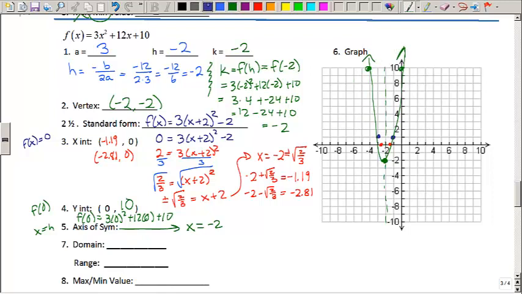My domain is always going to be all reals for quadratic functions. My range, notice I have a low point for my y values. My low point is at -2, infinity. My high point is forever high. Because I have a low point, that tells me I have a min value. A min value of -2 occurring at x equals -2.